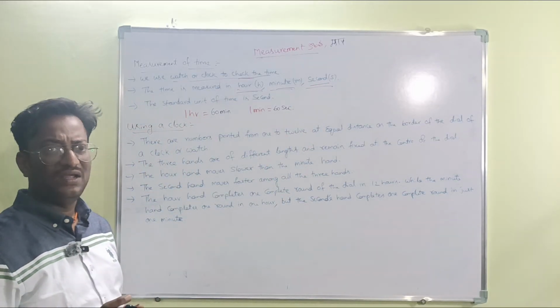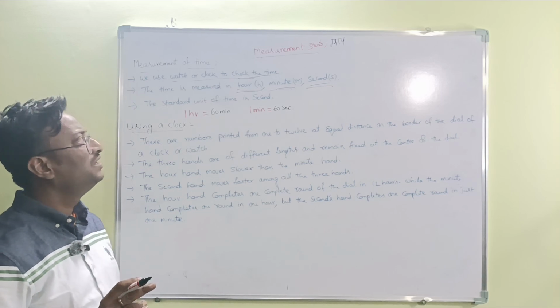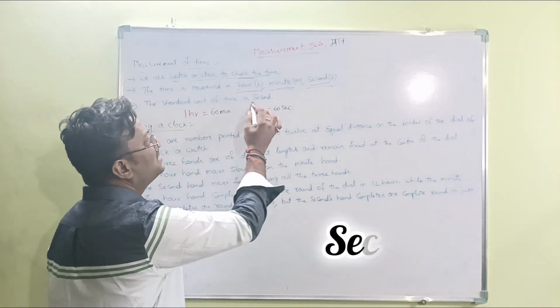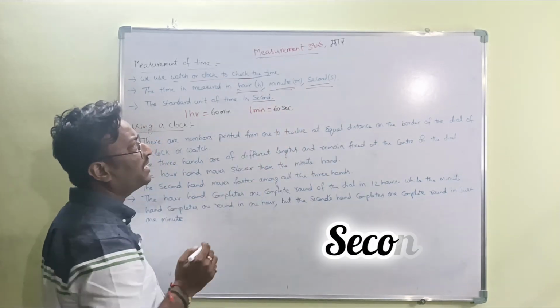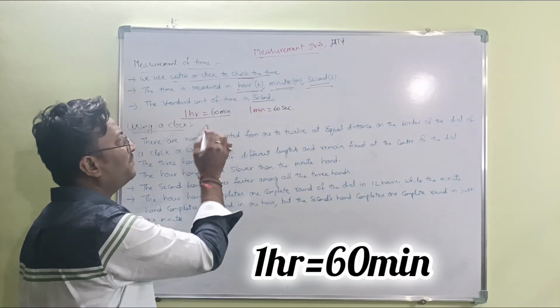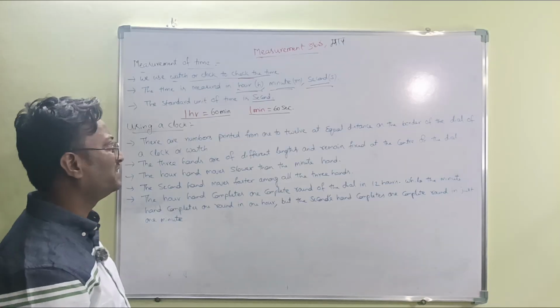One is hour, minute and second. The standard unit of time is second. In these three, which one is standard? Second is standard. 1 hour is equal to 60 minutes and 1 minute is equal to 60 seconds.